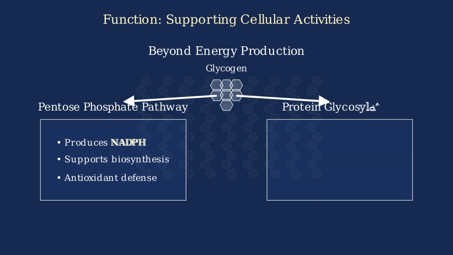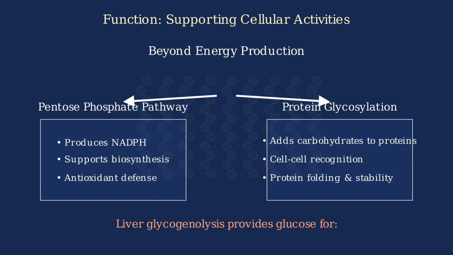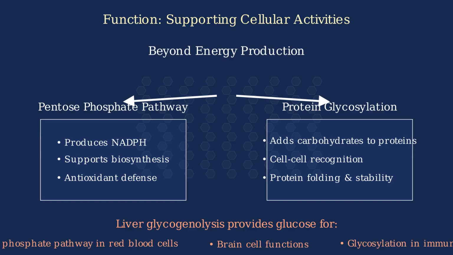Glucose from glycogenolysis also provides substrates for protein glycosylation, a critical post-translational modification. Glycosylation is essential for cell-cell recognition, proper protein folding, and protein stability. In the liver, glycogenolysis plays a particularly important role in supplying glucose for various tissues and cellular processes. For example, red blood cells rely on the pentose phosphate pathway for antioxidant defense. The brain needs glucose for proper functioning, and immune cells require glycosylation for cell recognition and signaling.